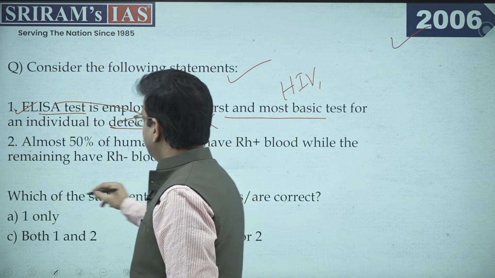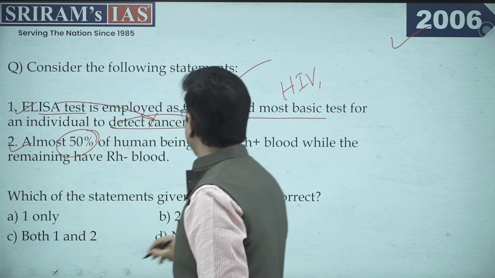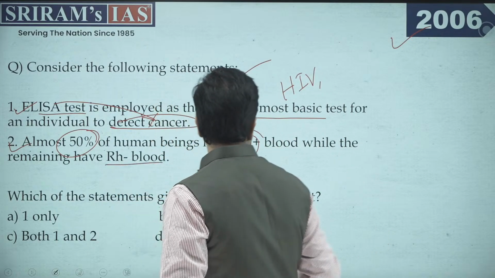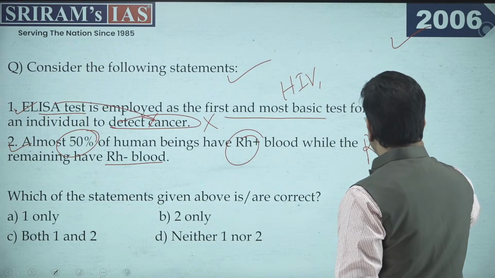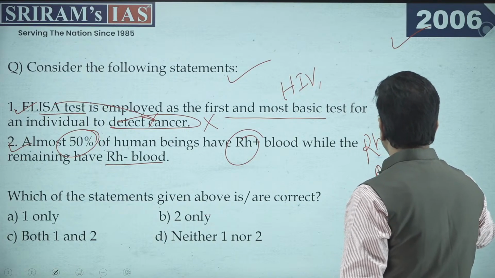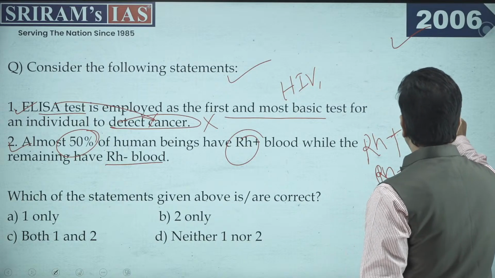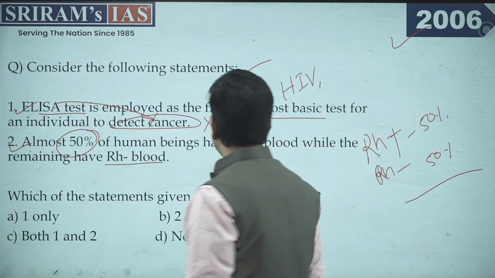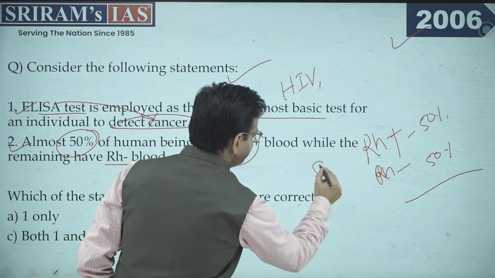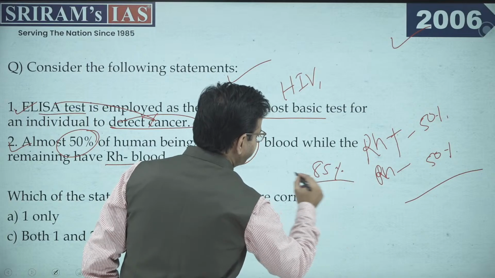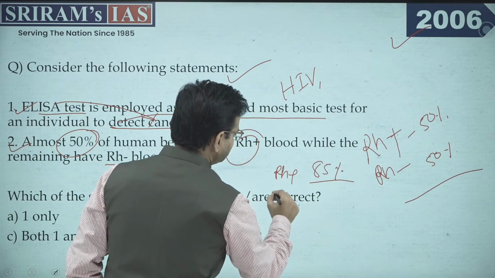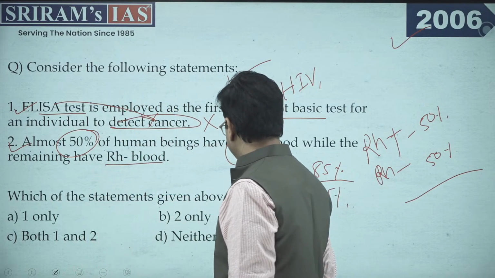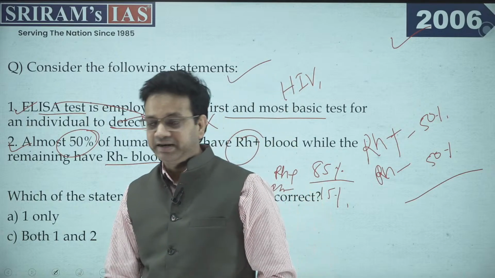This is incorrect. The second, almost 50% of human beings have Rh positive blood, while others have Rh negative, right? So it is asking that when it comes to Rh positive and Rh negative, which is the rhesus factor, it is 50-50% in the statement, which is absolutely not correct. For Rh positive, 85% of the people are actually Rh positive, and for Rh negative, we have only 15%. So in this particular case, neither statement one nor two is correct, right?